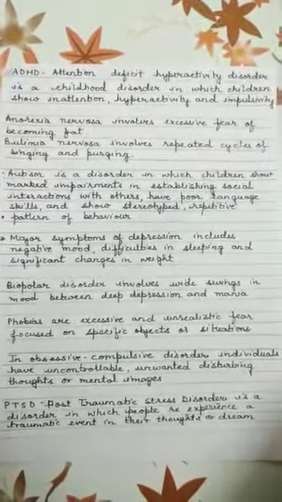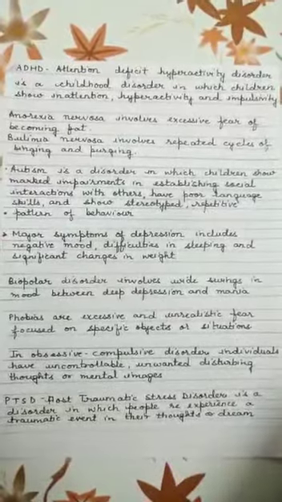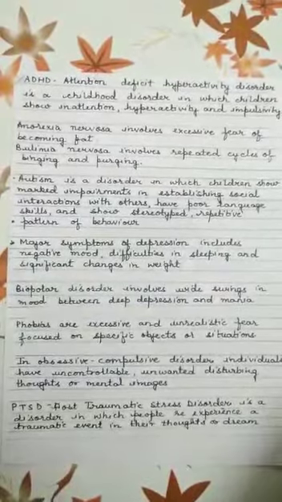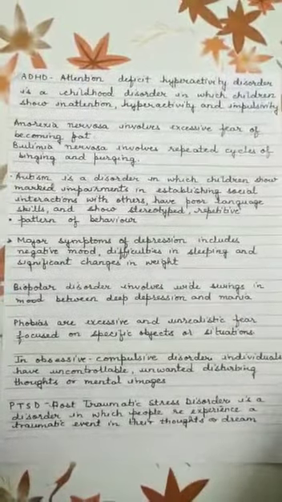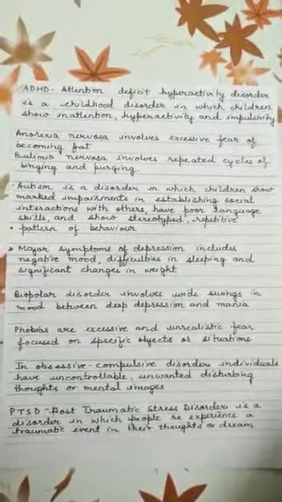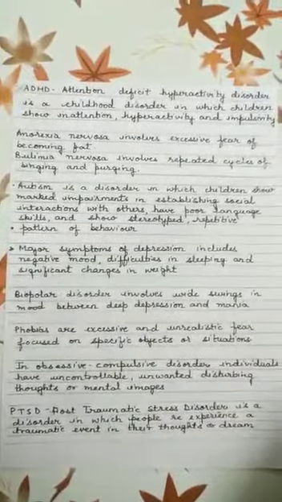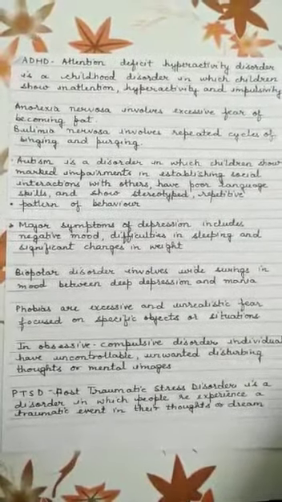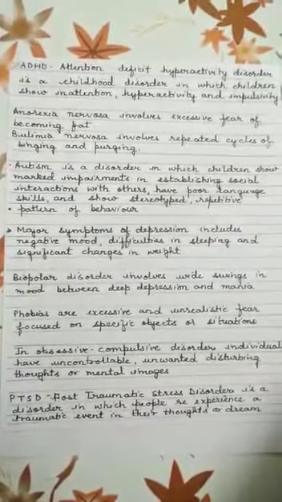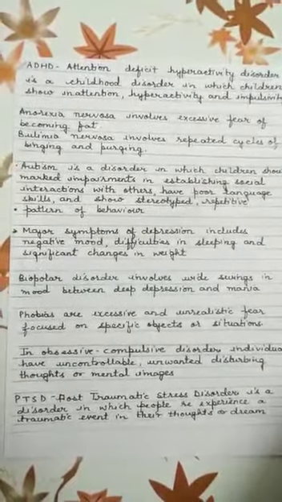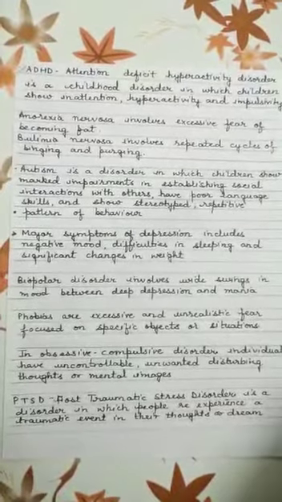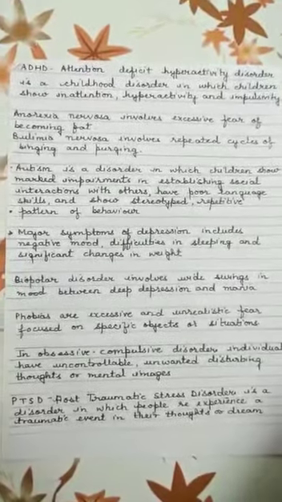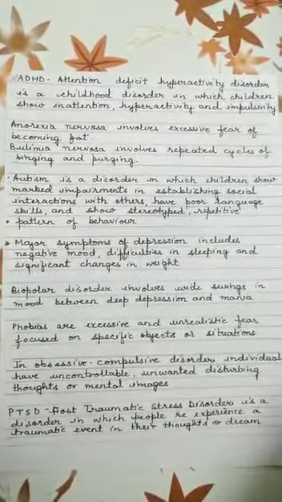Now children, another type of disorder that we are going to discuss in this chapter is autism disorder. Now this is a disorder in which children show marked impairment in establishing social interaction with others, have poor language skills and show stereotyped repeated patterns of behavior. The people who suffer from this disorder tend to show a lack of confidence, as they are unable to mix with other people in society, or they are unable to form their opinion in front of other people. So these people tend to show poor language skills.